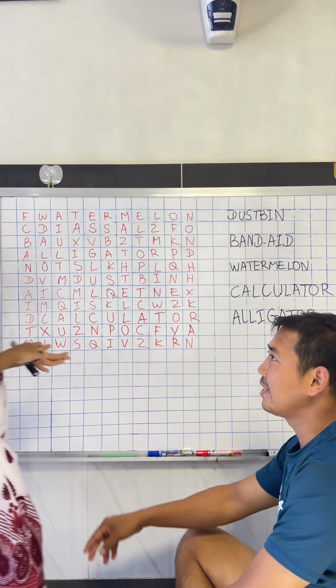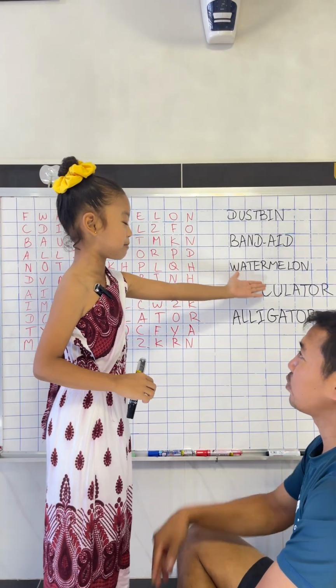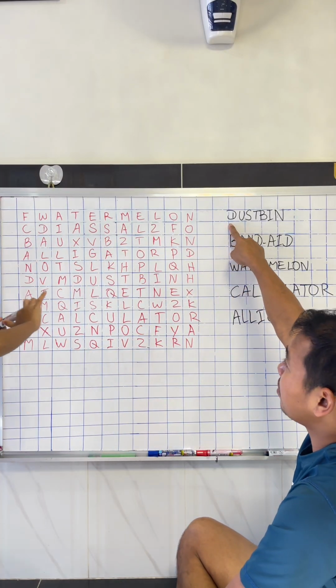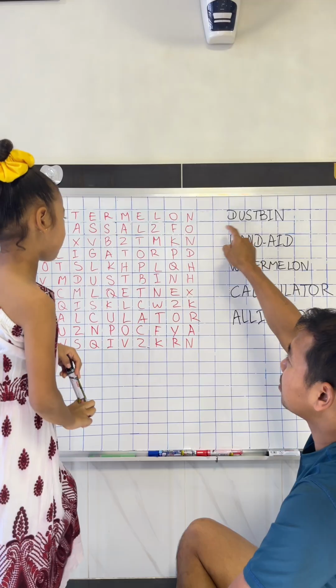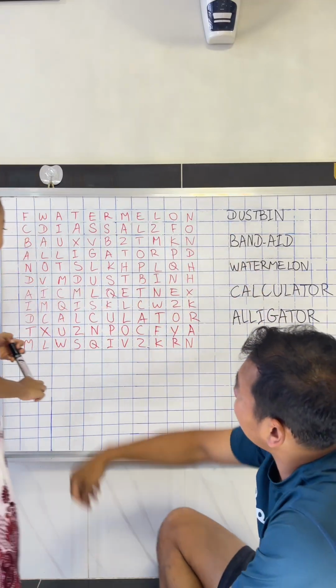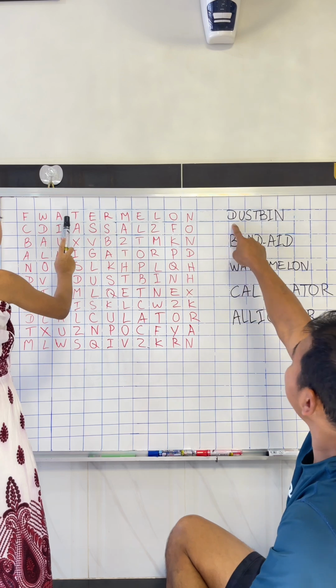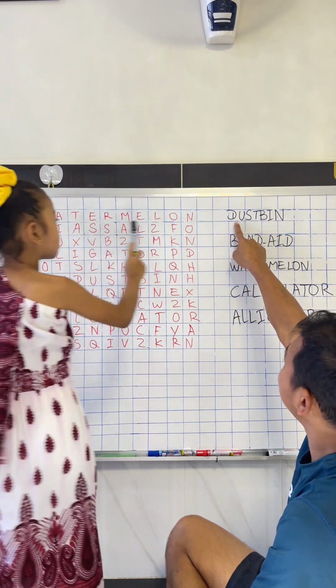Can I find watermelon first? Up to you, you can find. But for now, I want you to find dustbin. Yes, start from the top one first. You can spell dustbin.